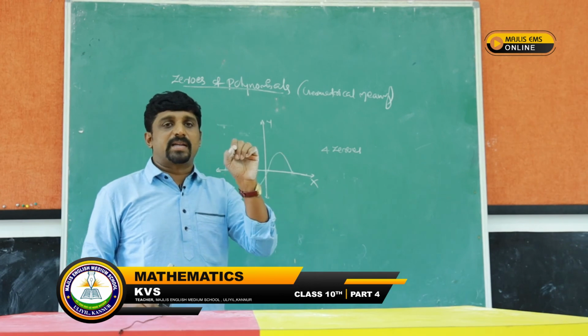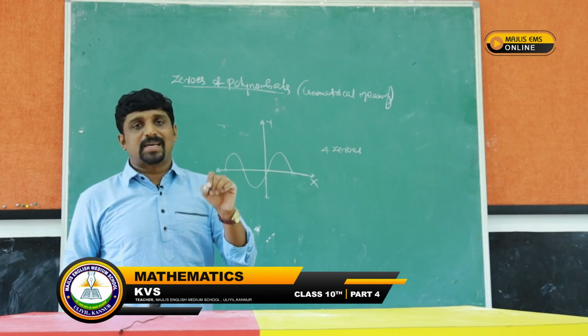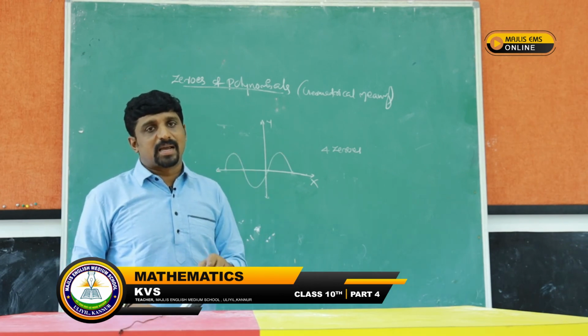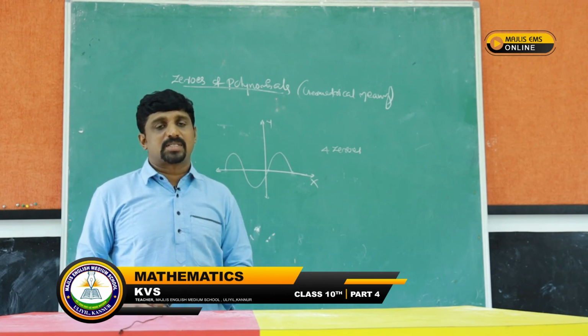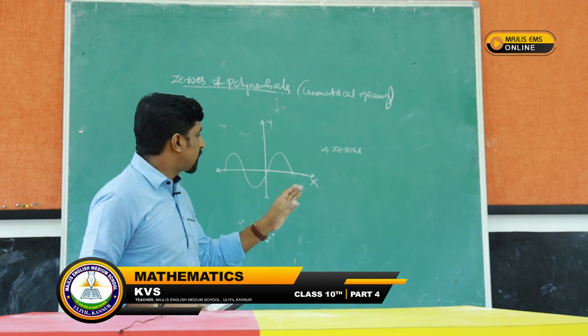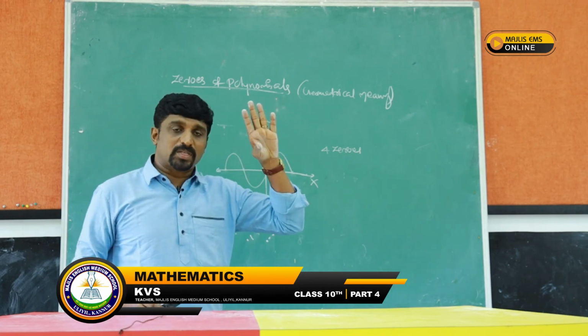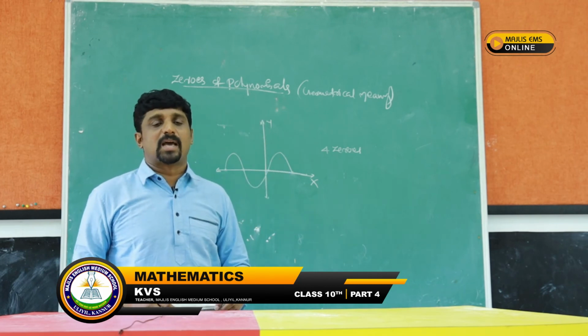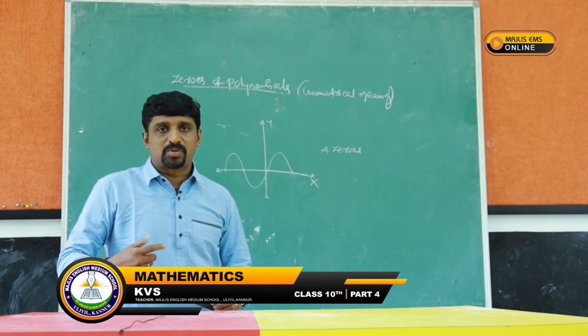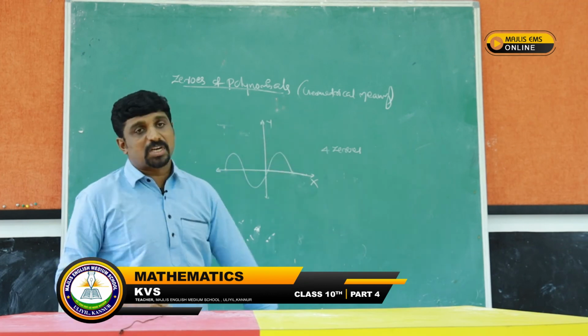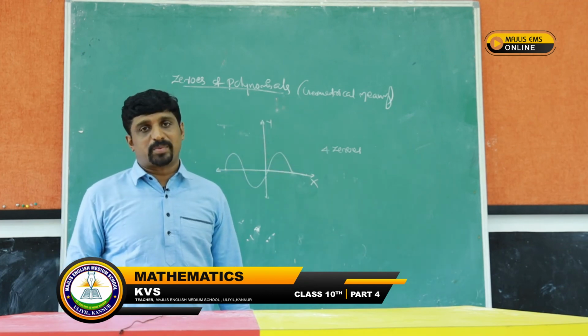The number of points at which the graph intersects the x-axis is considered the number of zeros of that graph. Clear? Therefore, here the graph intersects at 4 points. Therefore, there are 4 zeros. It's clear? Number of zeros: the geometry is known as the geometrical meaning of zeros of a polynomial. Okay.